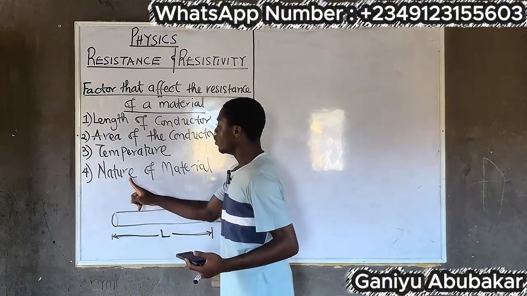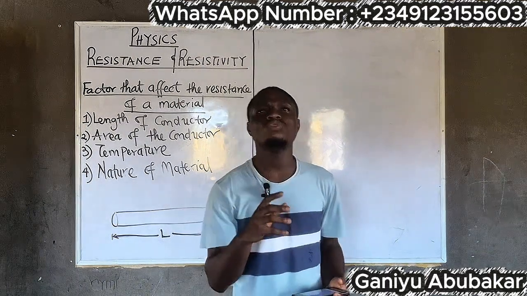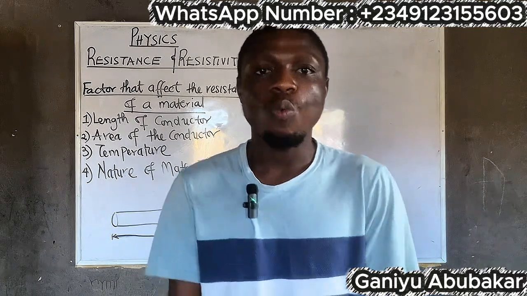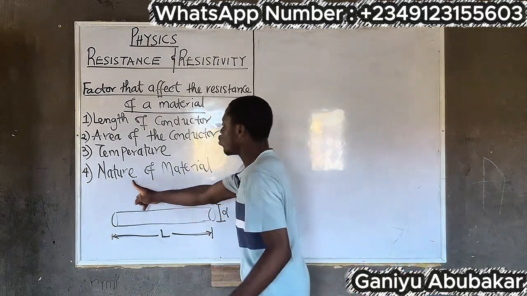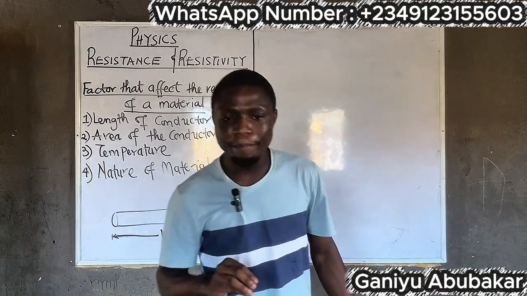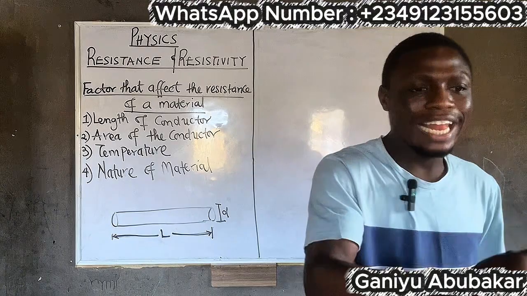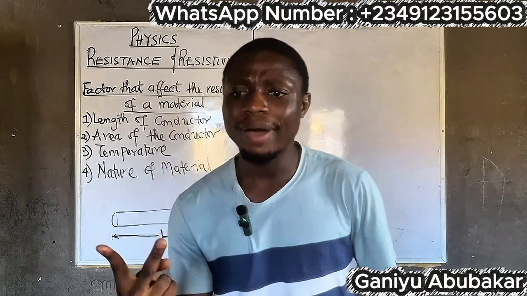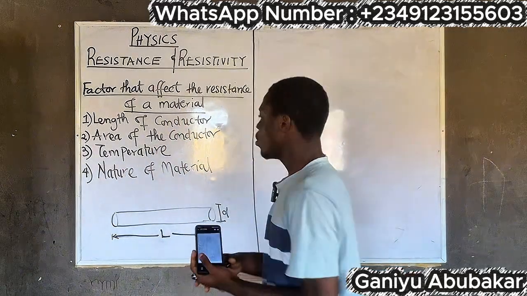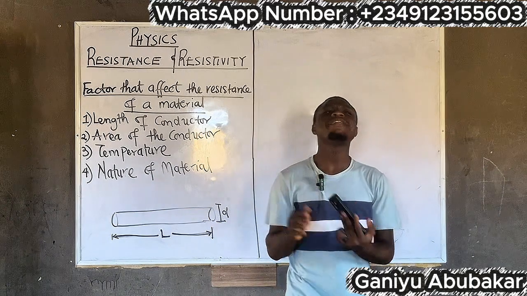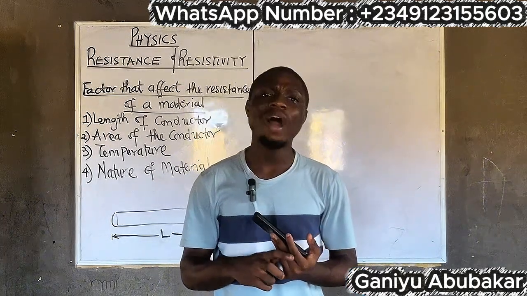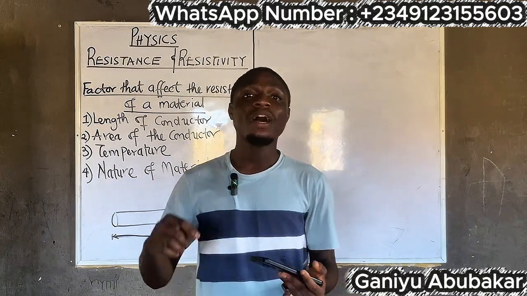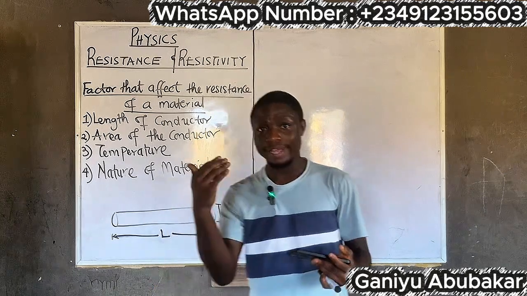Now when it comes to nature of material, it also affects resistance. How? Listen, please. When it comes to nature of material, there are mainly three materials that allow current to flow in them: silver, copper, and aluminium. Silver is the best conductor so far, because it allows current to pass through faster than even copper. Then it is followed by zinc.